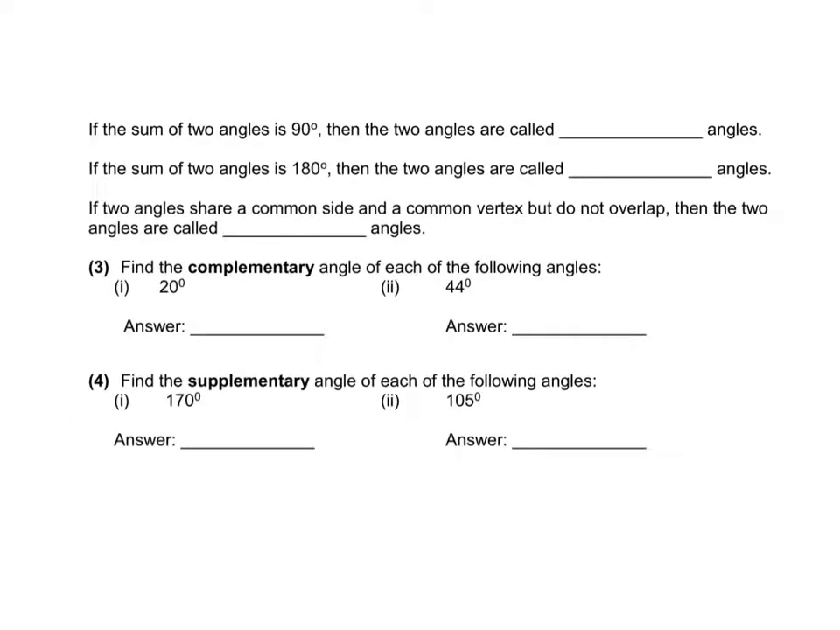Next, let's fill up some of the blanks for this part of the notes. Now, if the sum of two angles is 90 degrees, then these two angles are called complementary angles. Now, what does that mean? So, in a 90-degree right angle, I have two portions. One is angle A and angle B. They add up to 90 degrees. Next, if the sum of two angles is 180, then the two angles are called supplementary angles.